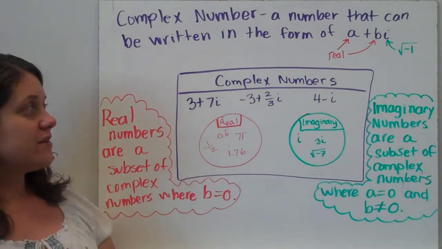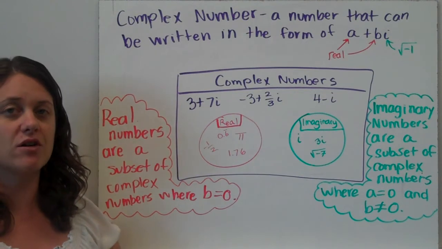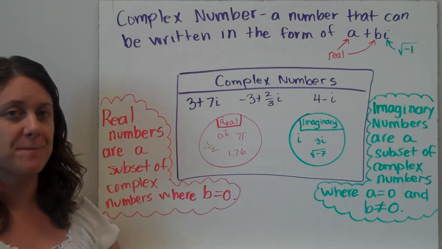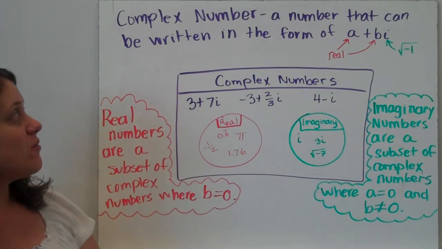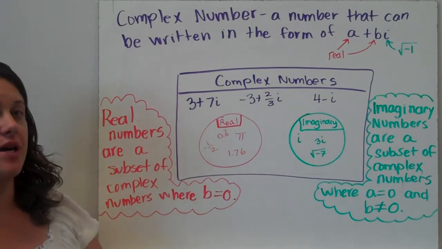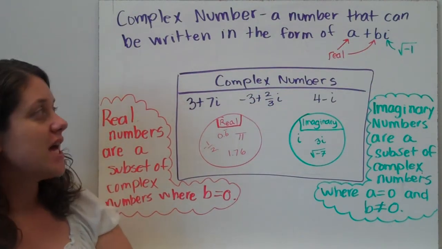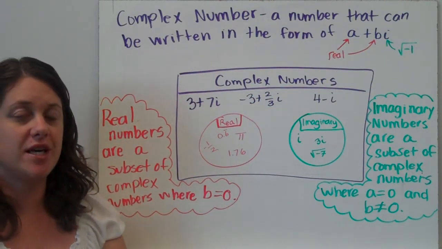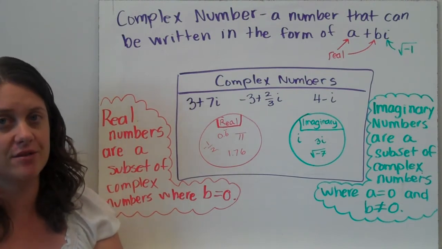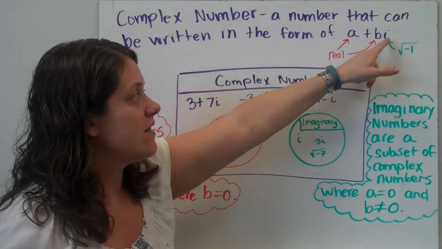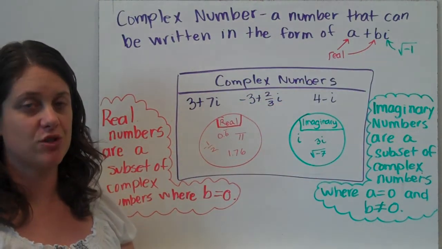Okay, so you might want to pause the video for a second here and get all this written down, because this is all really good information, and then I'll go ahead and explain it. Okay, so complex number, a number that can be written in the form of a plus bi. So the a and the b part are going to be real numbers. And remember that real numbers could be irrational, rational, so fractions, decimals, all of those things count. Okay? And then the i part is going to be the imaginary part, which is the square root of negative 1.